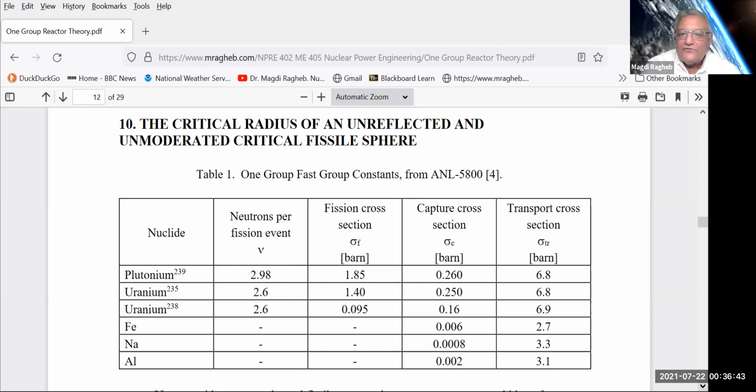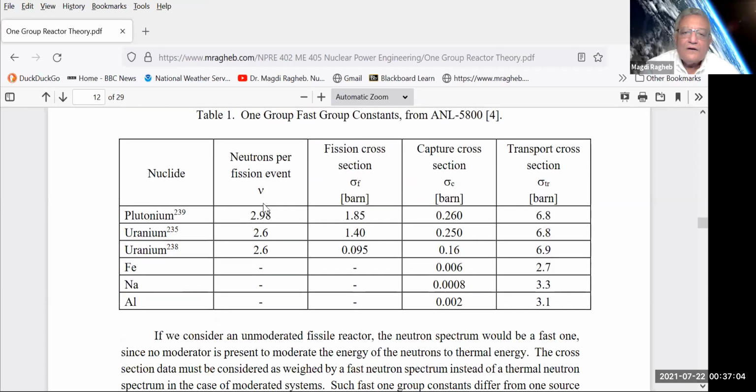Obviously, in the one group diffusion equation, the data that we use in designing reactors is tabulated in different sources, databases. One of them is ANL 5800. That's a report by ANL. ANL stands for Argonne National Laboratory. You find that the data that we use in the design can be inferred for different fuels.